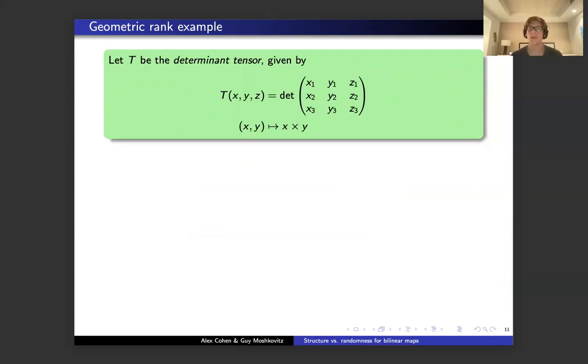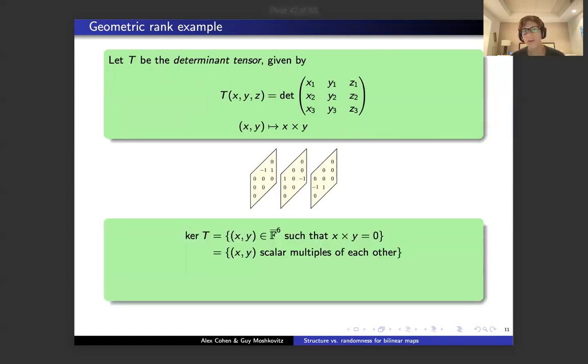So to give an example, let the tensor T be the determinant tensor, which takes X, Y, and Z to the determinant of the matrix that has X, Y, and Z as columns. The bilinear map corresponding to this tensor is the cross product map, which takes X and Y to X cross Y. So the kernel of T is the set of pairs X and Y whose cross product is 0, which is exactly the set of pairs X and Y which are scalar multiples of each other.